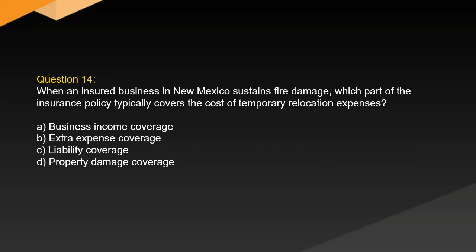Question 14. When an insured business in New Mexico sustains fire damage, which part of the insurance policy typically covers the cost of temporary relocation expenses? A. Business income coverage. B. Extra expense coverage. C. Liability coverage. D. Property damage coverage.